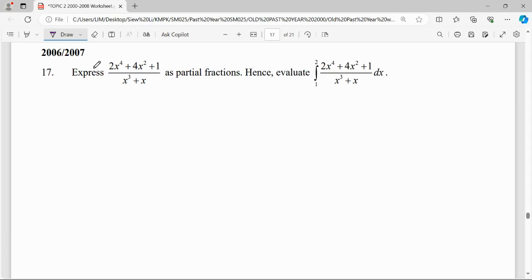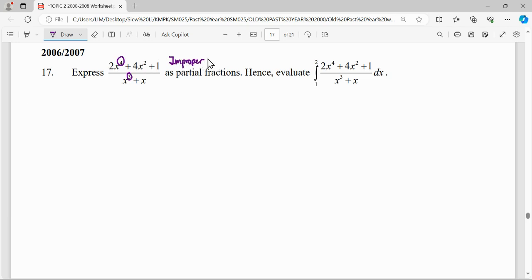Hi everyone, for this question it asks us to express the fraction as partial fractions, hence evaluate from lower limit 1 up to upper limit 2 for this fraction. So first of all, when we're doing partial fraction, we need to identify whether it is proper or not. For the numerator, you can see this is power 4, the denominator is power 3, which means that this is improper.